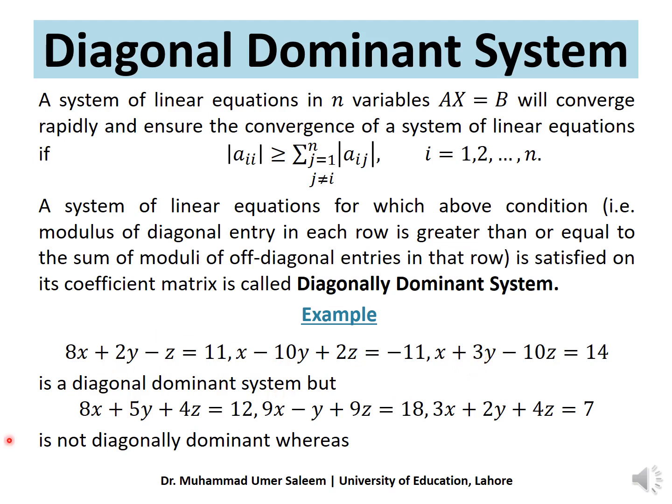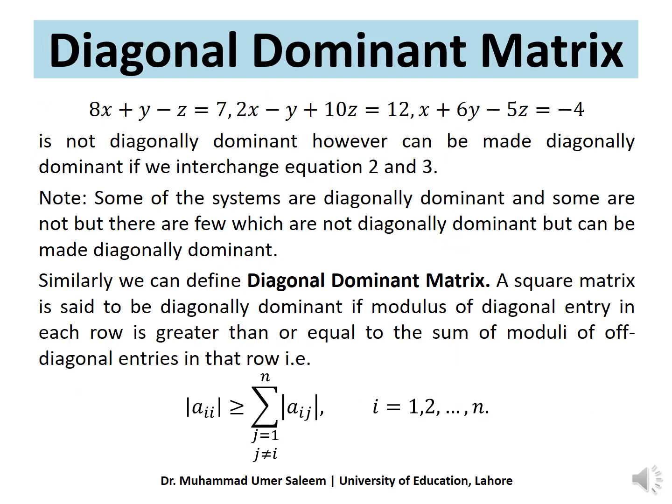But if you look at this system, here 8 against 5 plus 4, which is 9. It is similar here. If you look at this equation, 9 against 9, that is 18. So this is not greater than the sum. So this system is not diagonally dominant. But if you look at another system, it has 8, 1, 1. So the first equation is fine. The second, 2 minus 1, 10, is not fine. Similarly with the third equation, it's not fine, since 5 is less than 1 plus 6.